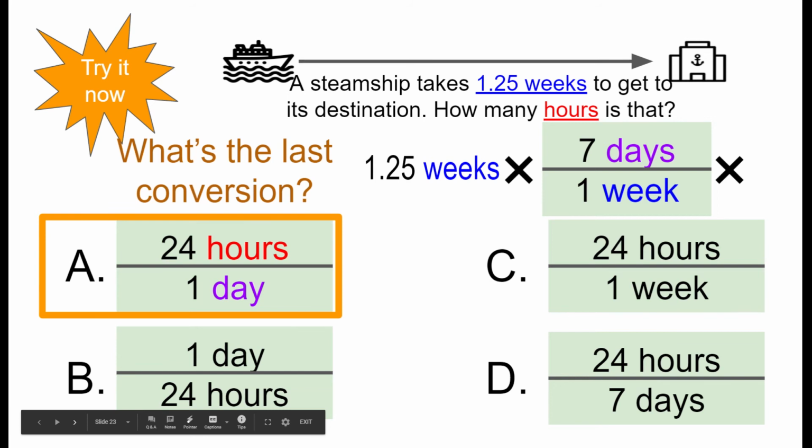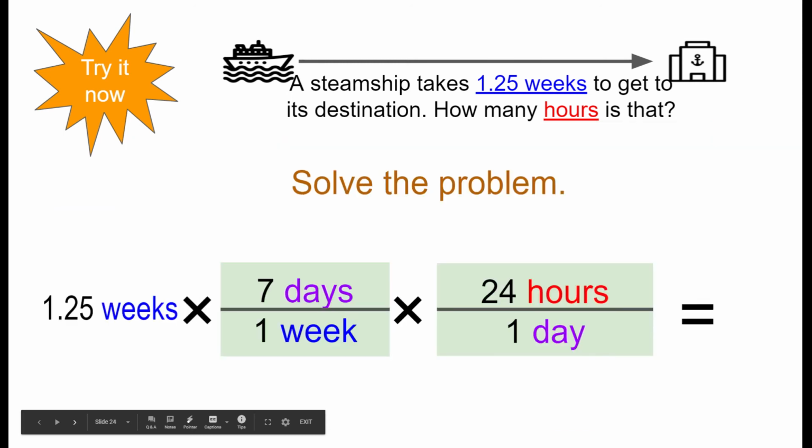Option B is the same conversion factor, just upside down. Option C isn't acceptable because we're not looking to go back to weeks. There's not even 24 hours in a week, are there? So it's not actually a valid conversion. And same thing with D. D is also not a valid conversion factor because the numerator and denominator are not equal.